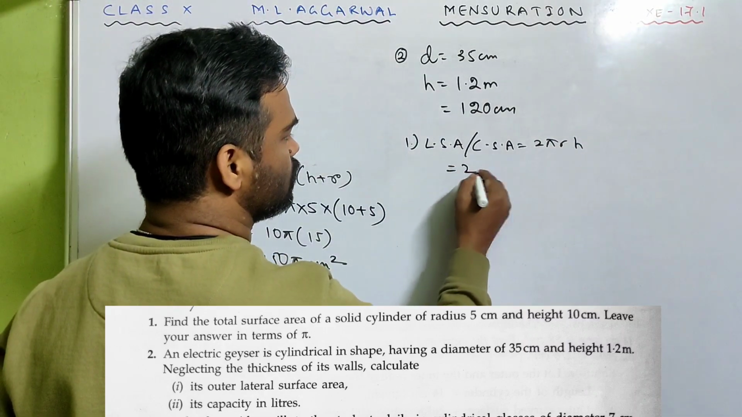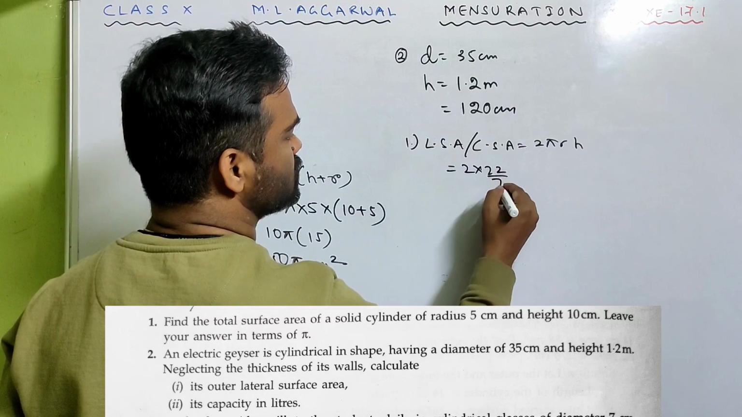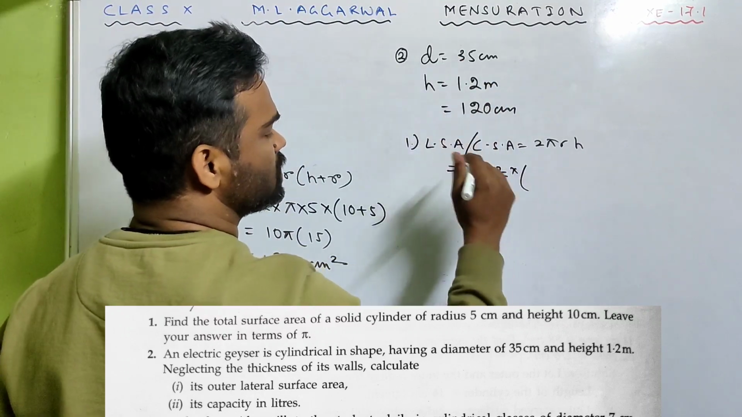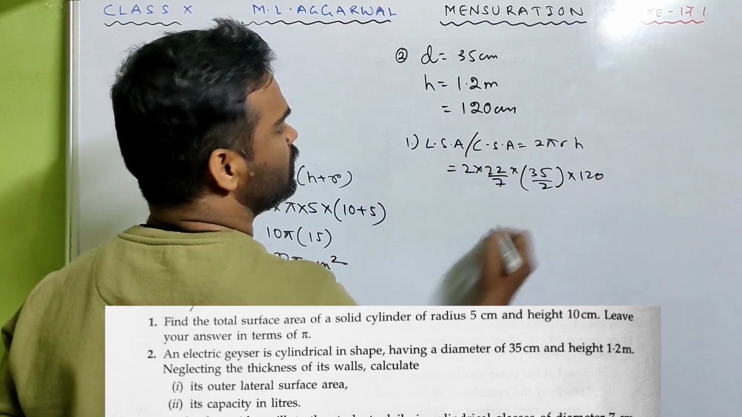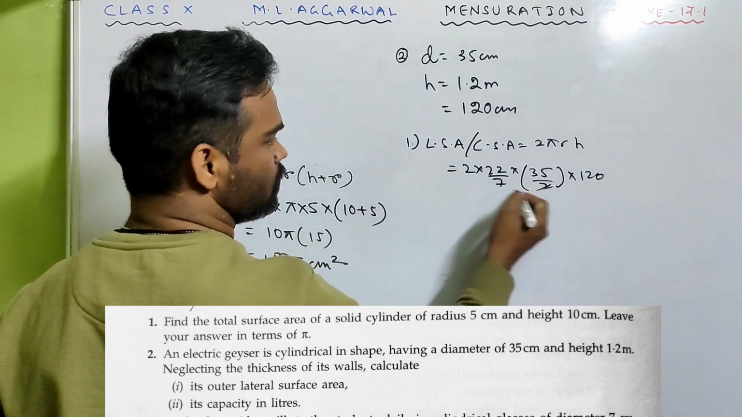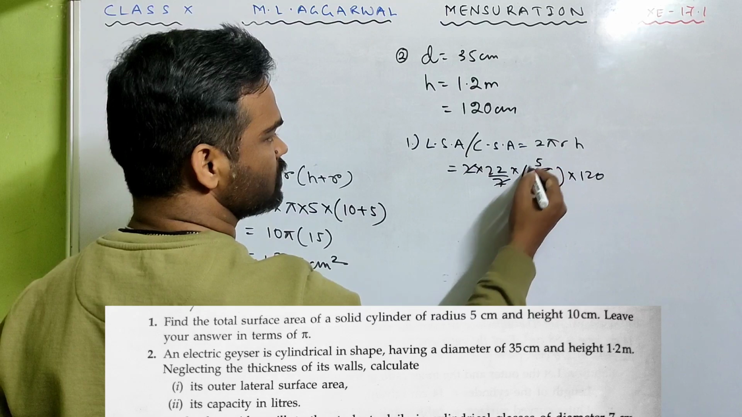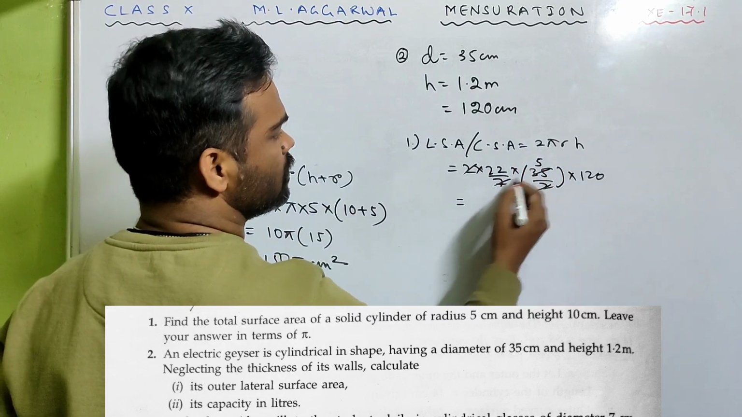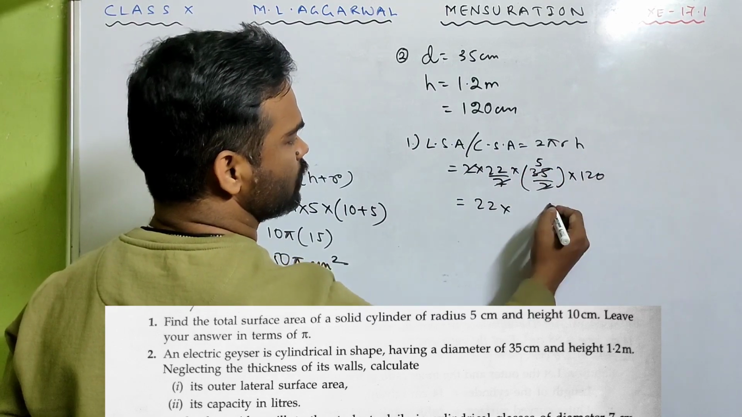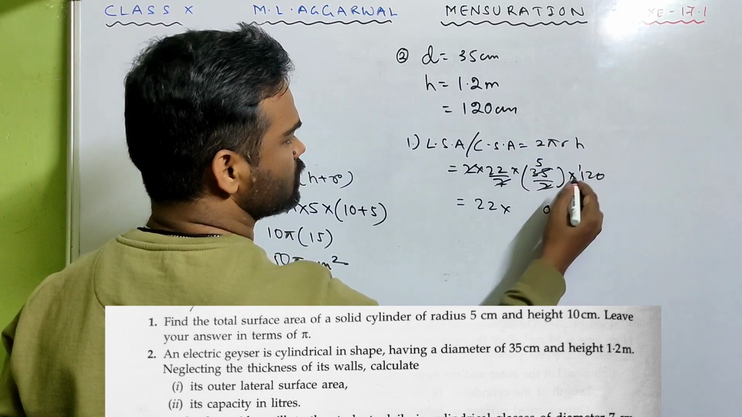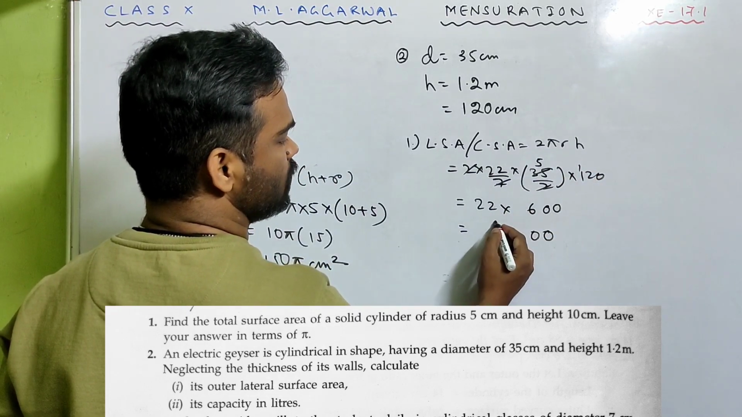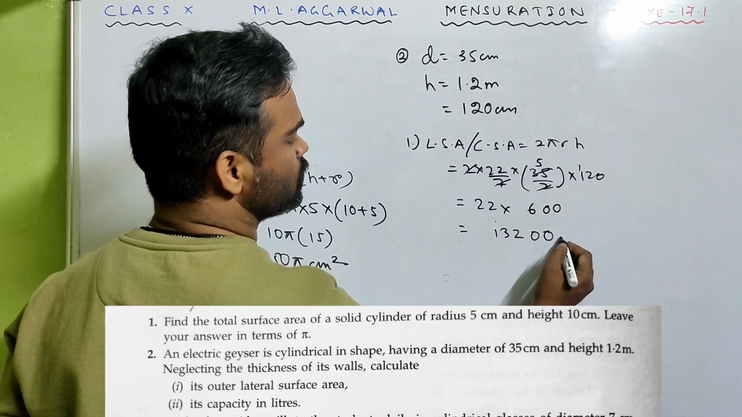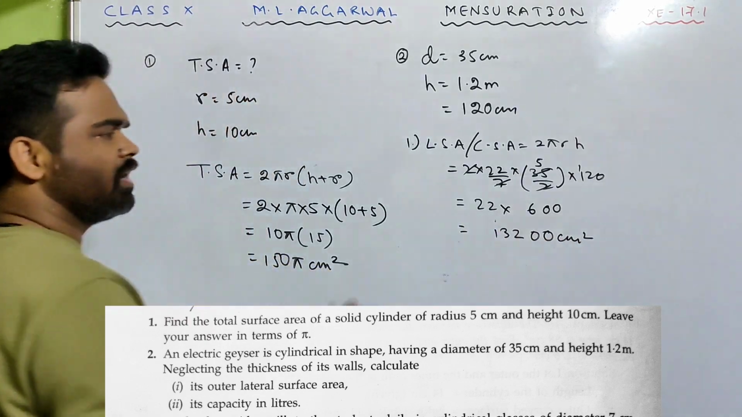Just substitute the values. 2 pi is 22 by 7. R is how much? Diameter is 35, so radius will be 35 by 2, into h, 120. Solve this. 2 cancels out, 7 ones are 7, 7 fives are 35, 22 into 60 gives 13200 centimeter square. Simplify, you'll get the same answer.